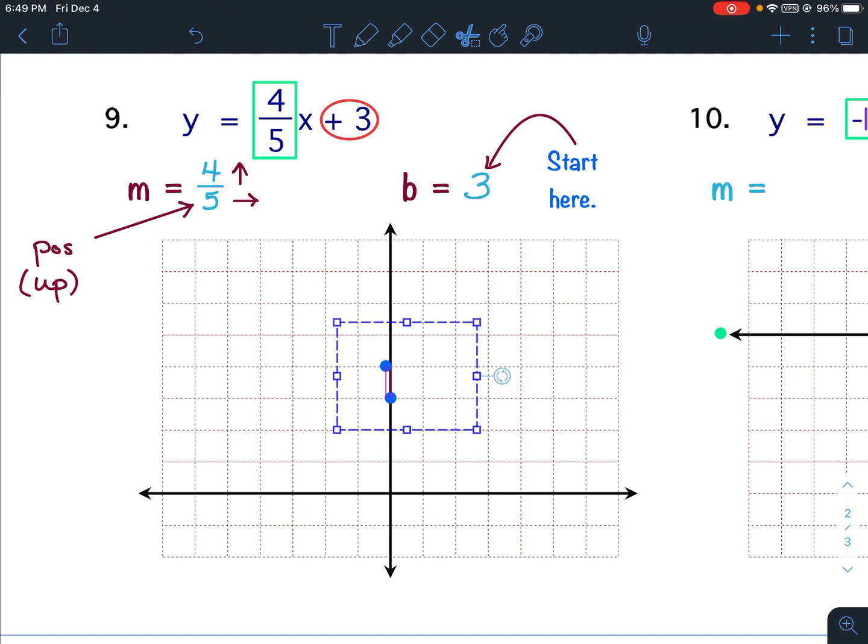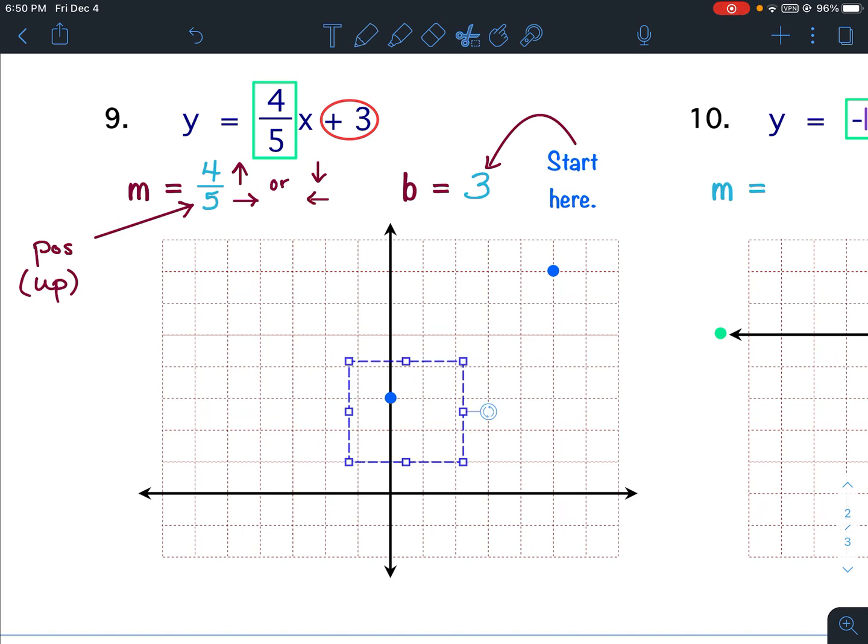So up 4, 1, 2, 3, 4, and to the right 5. 1, 2, 3, 4, 5. So I cannot go any farther to the right. I can't go up 4 more, can't go to the right 5 more. So I'm done going that direction. So now I need to go the opposite direction. So the opposite of up would be to go down 4, and the opposite of the right would be to go to the left 5.